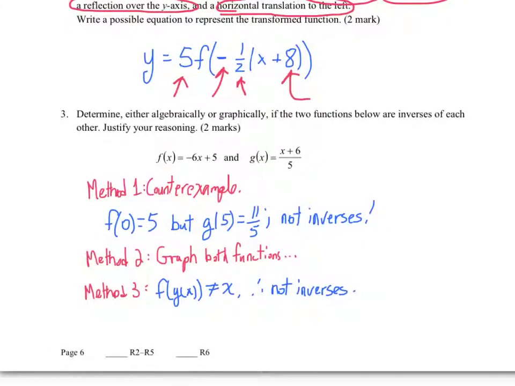Number 3, there's 3 possible answers that I can think of, although there'd be others still. The first method here is just to show me a single example where this fails to inverse. So for example, if you input 0 into F, you get 5. But if you input 5 into G, you get 11/5. So you don't get back the original thing that you inputted. So we can conclude they're not inverses, and you might write it a little nicer than I have.